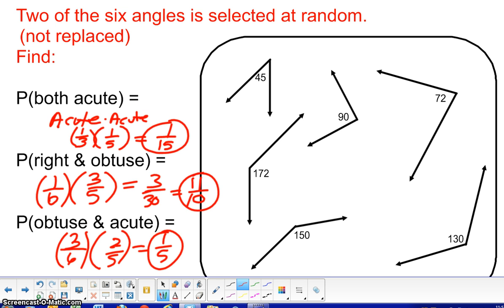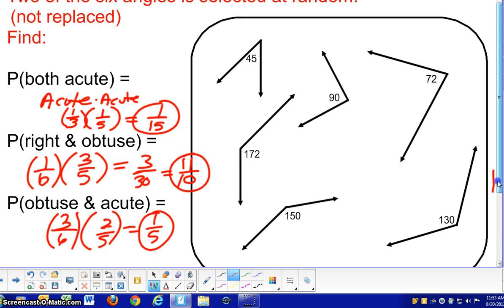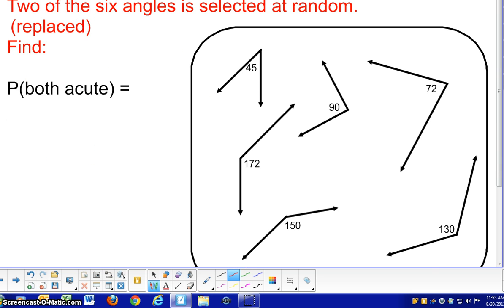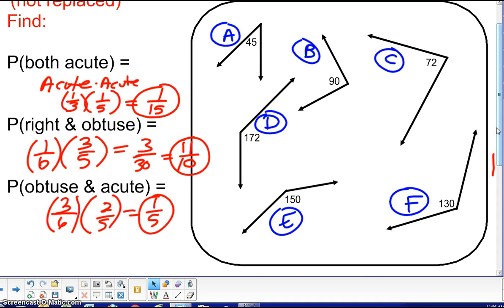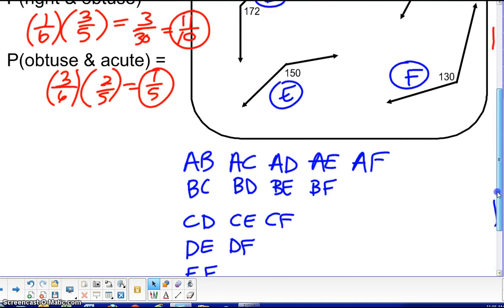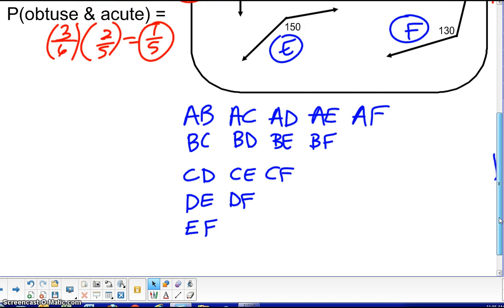Okay, let's go on to the next part, which is on the next page. Another way you can do these type of problems is by making a list. So you might be more comfortable with that. This is for anything when you're picking items or angles that are not replaced. So what I have done in blue here is labeled every single angle, A through F. Okay, and if you want to picture drawing 2 at once, then I made a list out of those. So we have AB, AC, and so on all the way to EF.